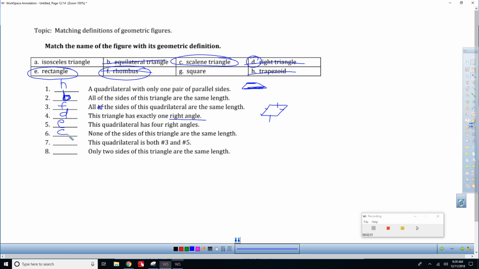So, this quadrilateral is both number 3 and number 5. So, it is a rhombus and a rectangle. A rhombus looks like this. A rectangle looks like this. A square is both. And I cannot wait for you to get to geometry so you can watch the quadrilateral family tree video. Let me just give you a preview.